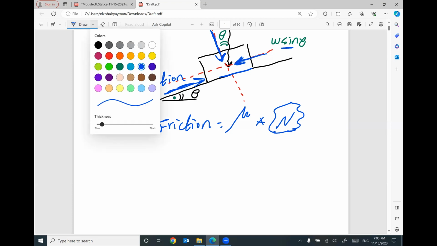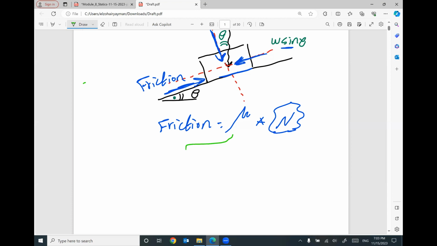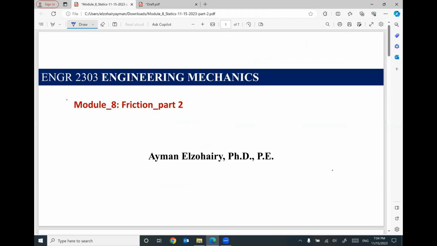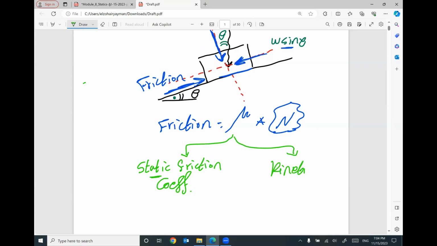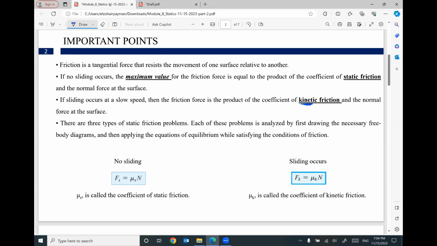In this meeting, I would like to highlight a very important point. We have two types of mu. I mentioned before, mu is the friction coefficient or coefficient of friction. We have two types of this coefficient. One is called the static friction coefficient, and the second one is called the kinetic friction coefficient.